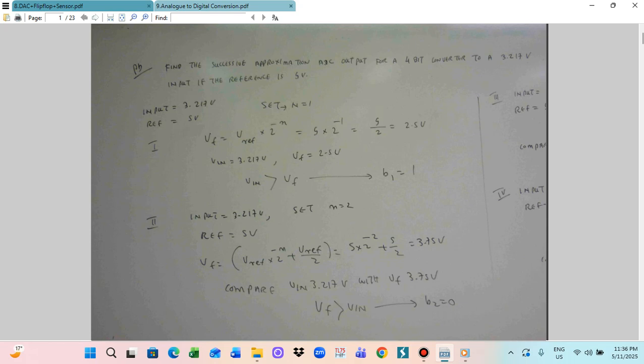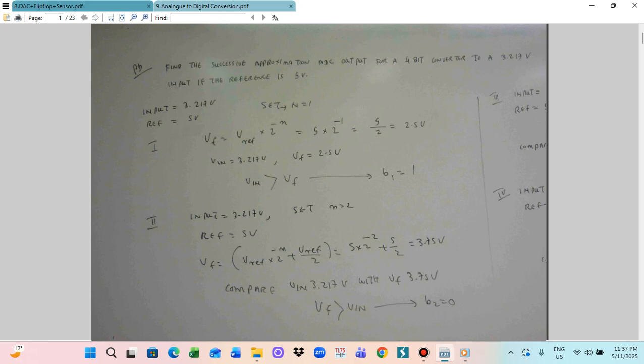For B1 we have to calculate Vf, the reference voltage influenced by the number of bits, which is calculated by the formula V reference multiply 2 power minus n. For n equal to 1, that is 5 multiply 2 power minus 1, which is 2.5 volts. So this 2.5 volts is Vf. We compare it with the input voltage, and since 3.217 is greater than Vf, B1 is equal to 1.